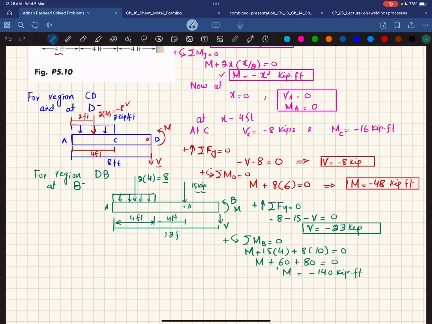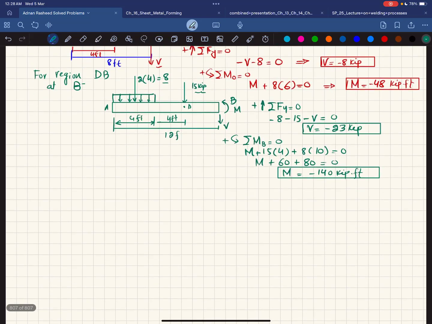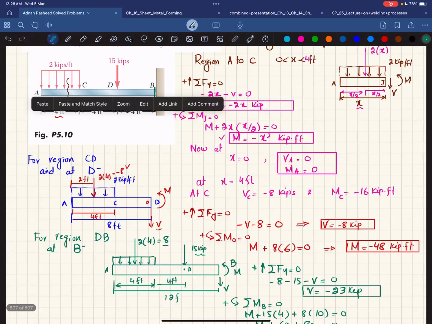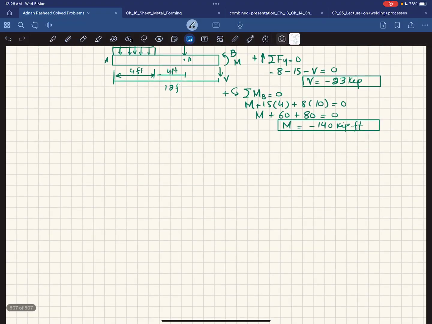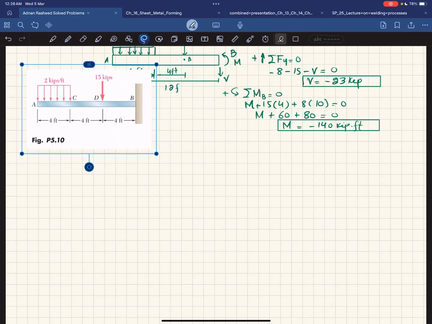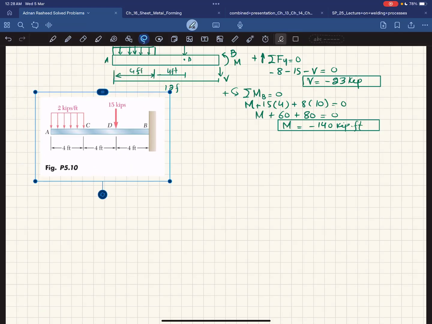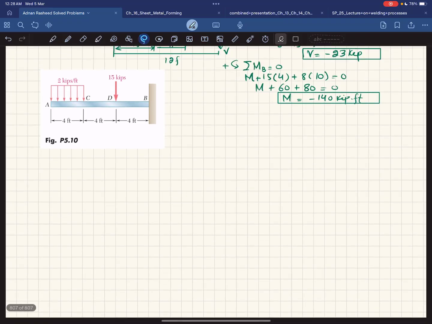Okay. Now we have all these values. So what we will do is just plot them. Clear? And we will draw the shear force and bending moment diagram. For that I will take this figure and copy it downward. Okay, like this. I will make it smaller. Now for the shear force and bending moment diagram, what you have to do is take vertical lines from the ends of this beam.